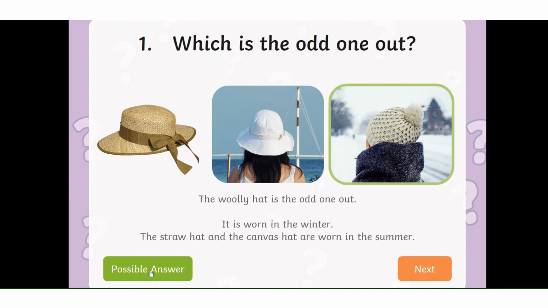Let's have a think. The woolly hat is the odd one out. It is worn in the winter. The straw hat and the canvas hat are worn in the summer. Some of you might have thought the answer was this one, because this is the only hat that nobody is wearing. These 2 pictures have got ladies wearing the hats. So if you thought this one, that was a good reason. Well done.